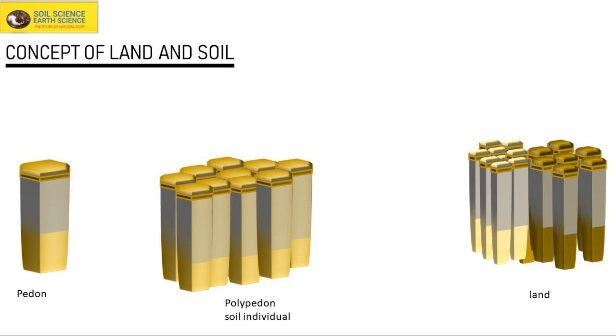Pedon is somewhat similar to the soil profile, but the soil profile is three-dimensional and the pedon is hexagonal in shape. The area of a pedon is 1 to 10 square meters depending upon the soil variability, and the polypedon has a minimum of 1 kilometer and a maximum that is unspecified.